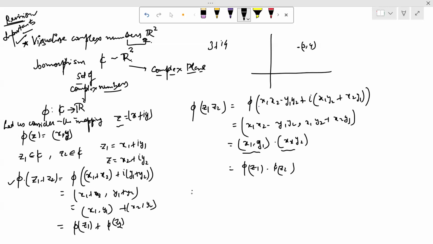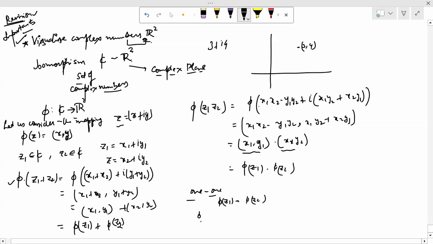Next, we have to prove whether this is 1-1 or not. So in order to prove 1-1, how do we do it? We take any two complex numbers z1, z2, and we see that phi(z1) is equal to phi(z2), and if it implies that z1 is equal to z2, then we say that the mapping is 1-1. That's quite easy to see. So if I write phi(z1) equal to phi(z2), what do I get? I get phi of x1 plus iota y1 is equal to phi of x2 plus iota y2, and this implies that (x1, y1) is equal to (x2, y2).